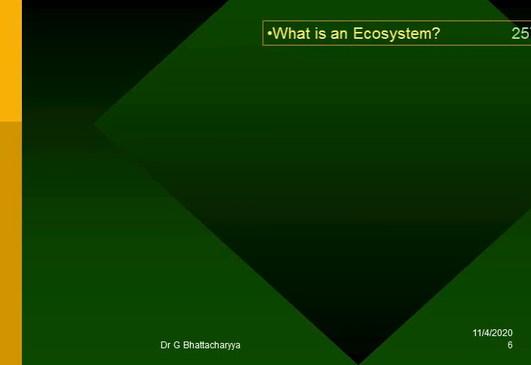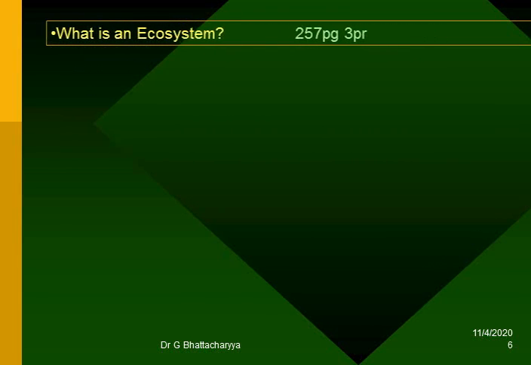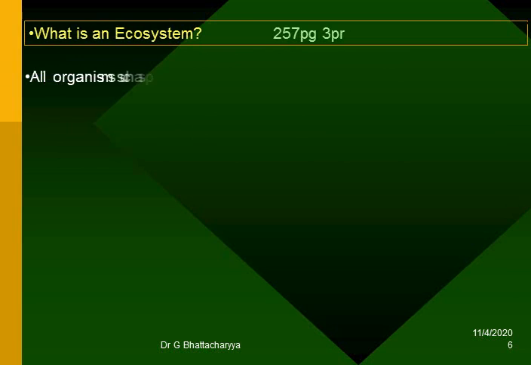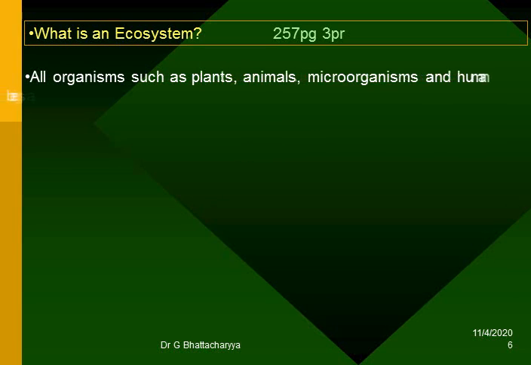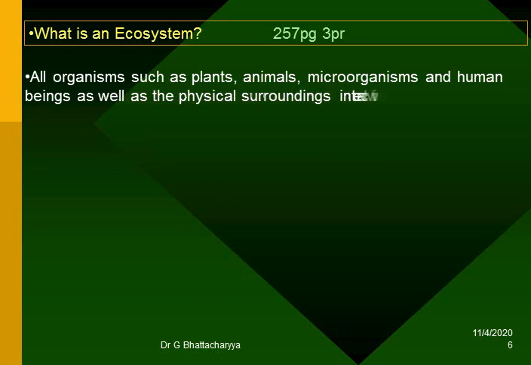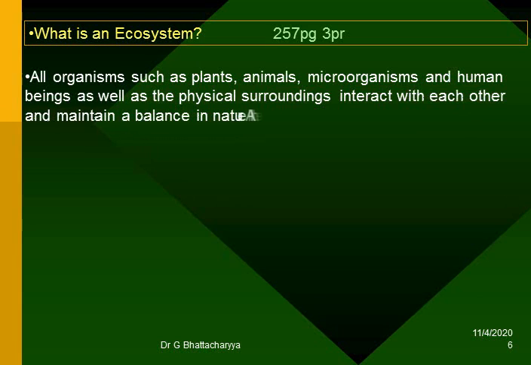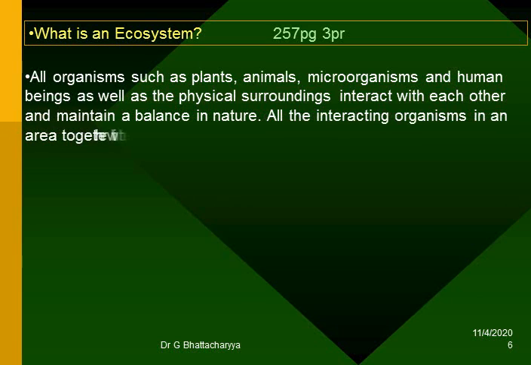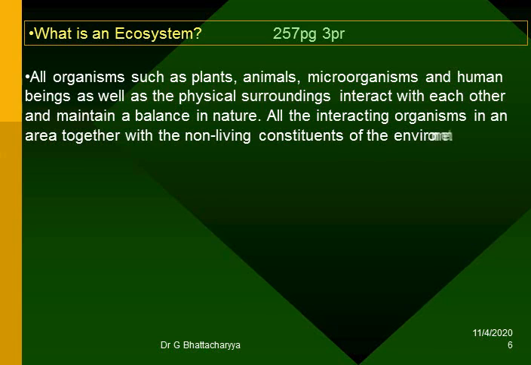What is an ecosystem? All organisms such as plants, animals, microorganisms and human beings, as well as the physical surroundings, interact with each other and maintain a balance in nature. All the interacting organisms in an area, together with the non-living constituents of the environment, form an ecosystem.